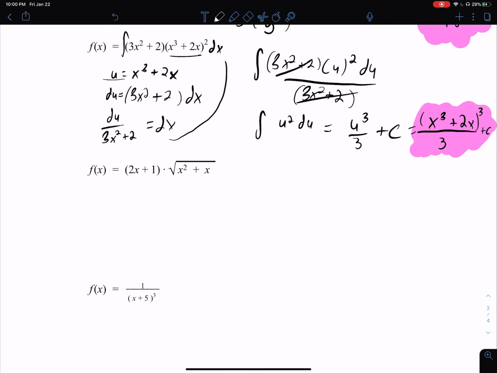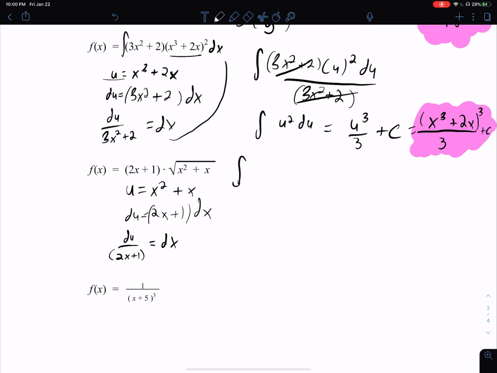Okay, so now we look at this one. Like I said, there's two little functions here. You could say there's 2x plus 1. Ignore this radical. There's x squared plus x. Well, if you take a derivative of x squared plus x, you get 2x plus 1. So make your u that. du is equal to 2x plus 1 dx. Don't forget the dx. Okay, then you substitute everything.